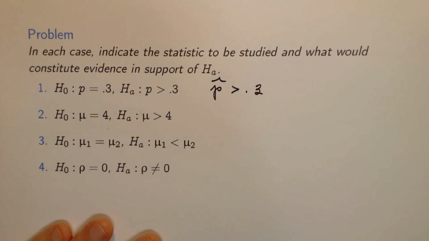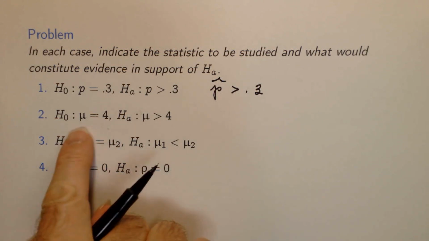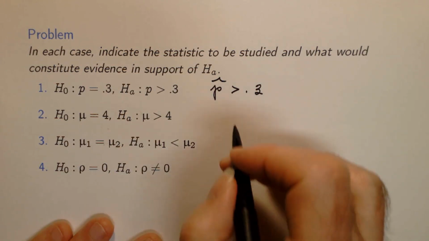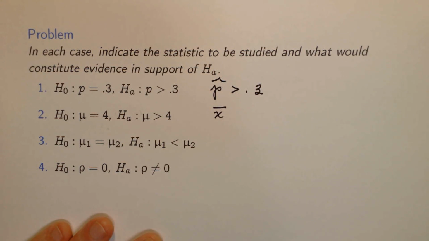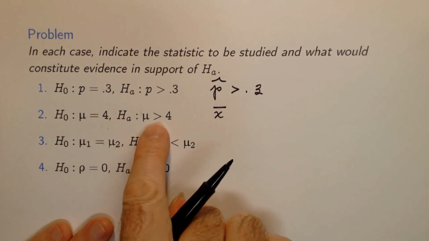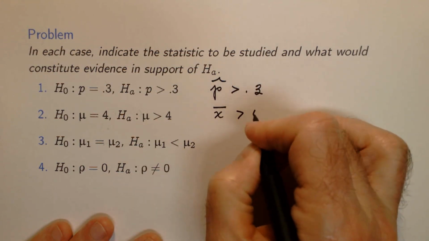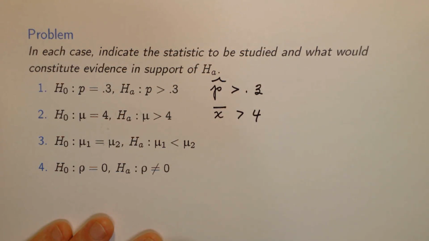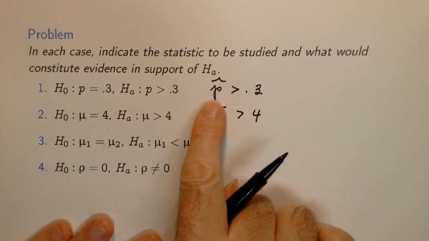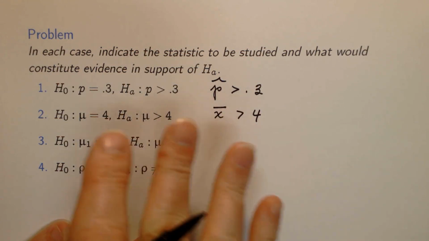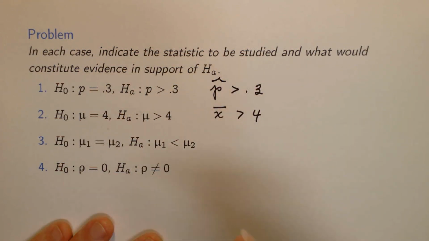4, and the alternative hypothesis is that that population mean is greater than 4. And since we're dealing with a population mean, our sample statistic is going to be a sample mean, and in order to find evidence in support of the alternative, we would be looking for that sample mean to exceed 4 as well. Okay, understanding that as the value of x bar increases beyond 4, the strength of the evidence in support of this alternative hypothesis is getting stronger.